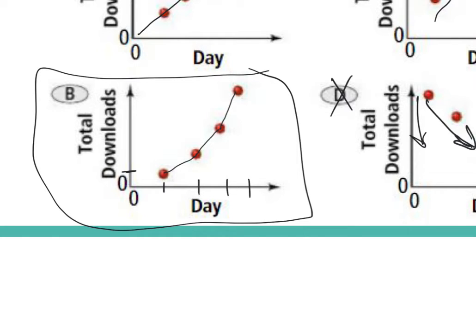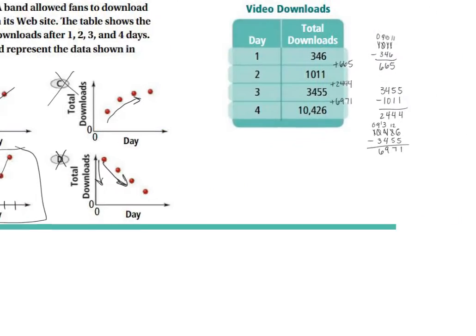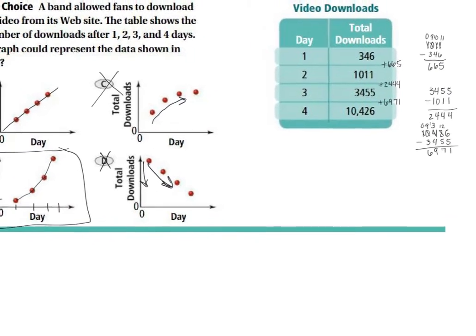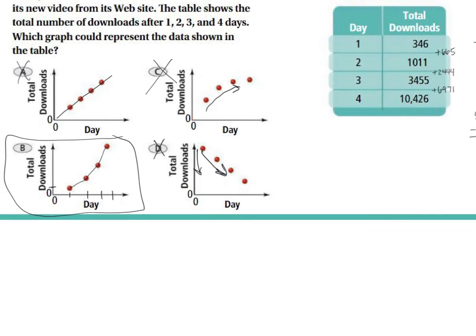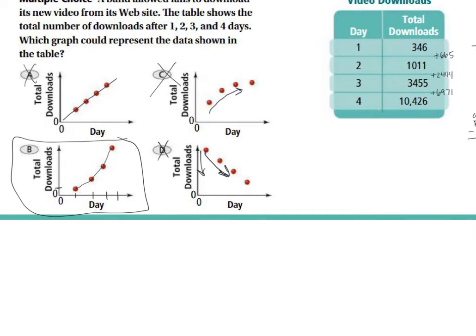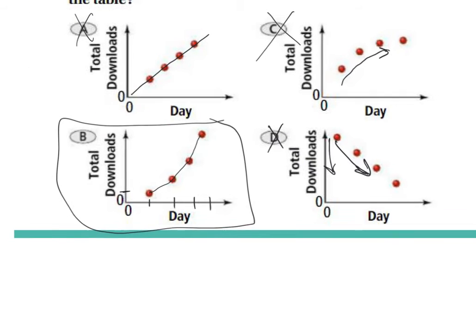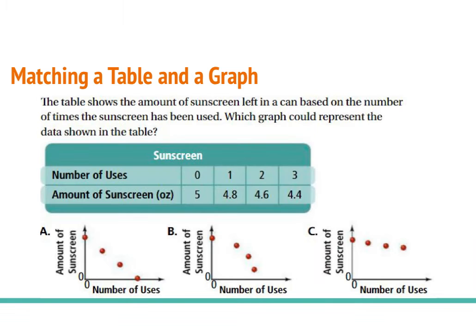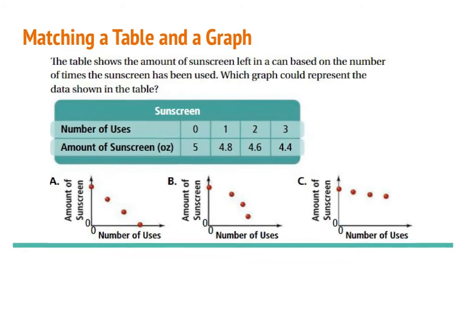That's exactly what ours was showing, right? Our increase was going drastically higher from 665. We ended with almost 7,000 more downloads between day 3 and day 4. So our increase needs to look like B, where it's going up more drastically as the days go on. Okay, we're going to try another example.